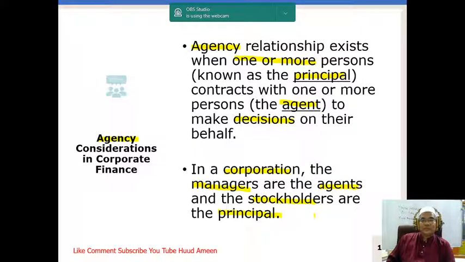So in the firm, or in the factory, the office, the organization, the managers as workers are called agents. And stockholder means the contributor of money to the company, or owner. The stockholder is the owner, and is called the principal.